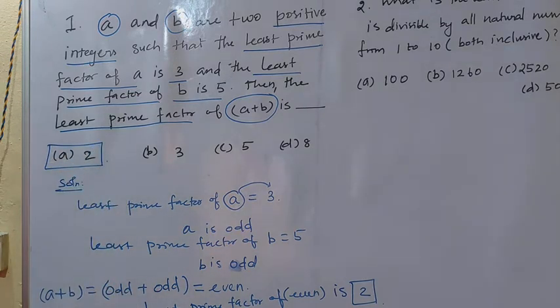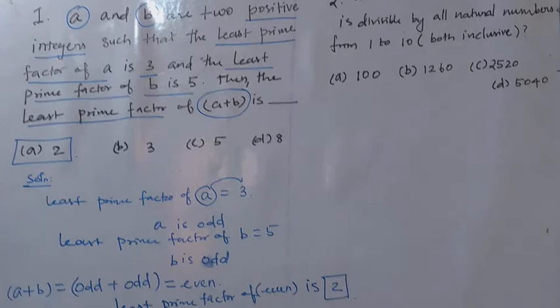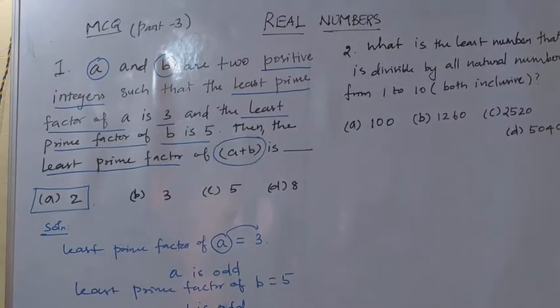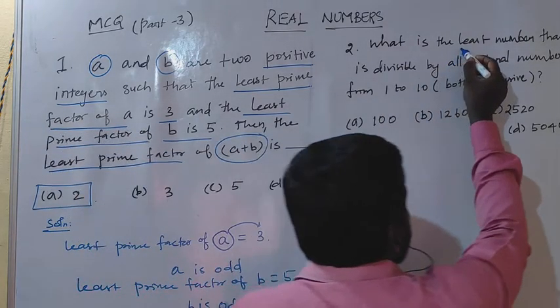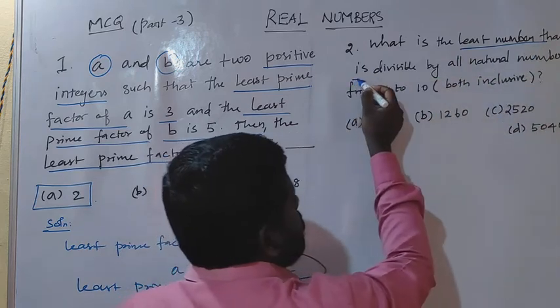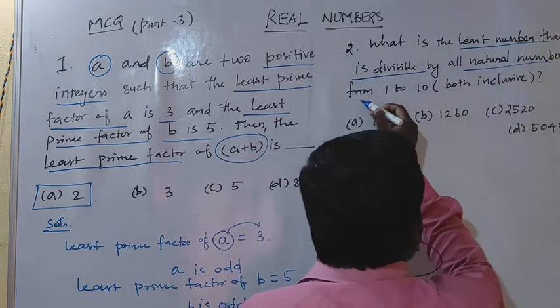Hope you understand this, right? See the next question. So it's another interesting problem. They are asking what is the least number that is divisible by all the numbers from 1 to 10. Okay, so it is another interesting question. What's the least number? The least number divisible by all the numbers from 1 to 10.